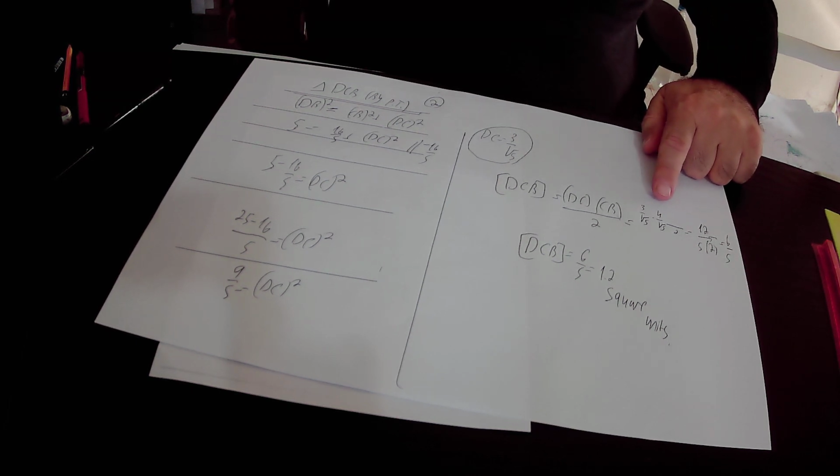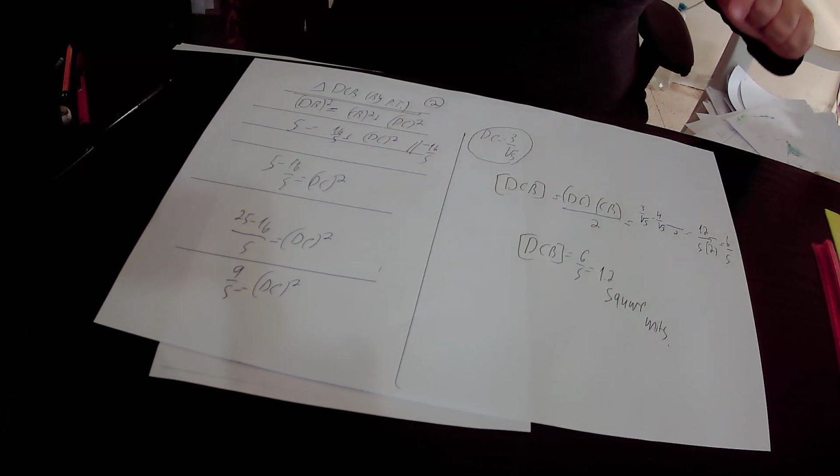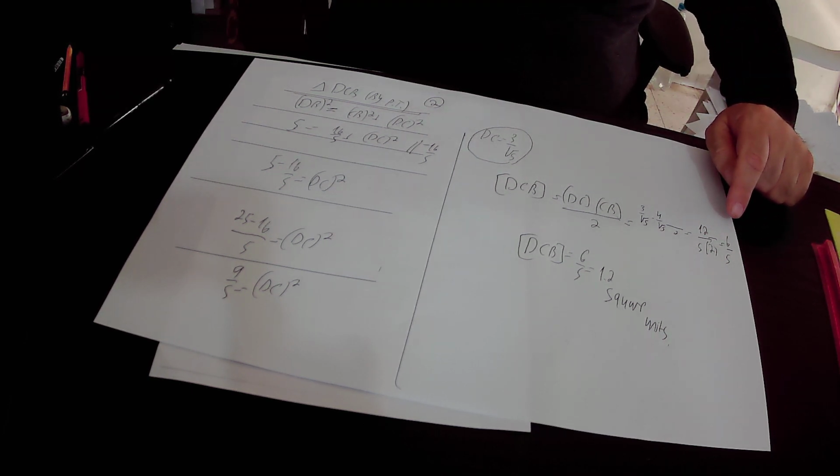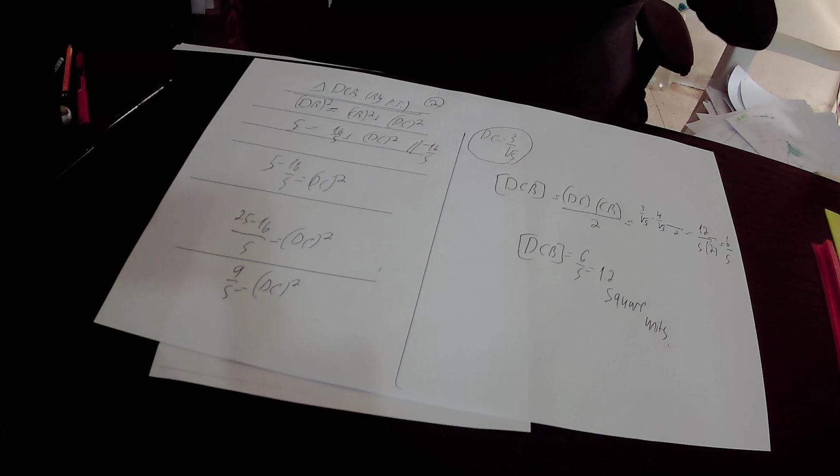In the denominator we have square root of 5 times square root of 5, that is 5, times 2. Here 12 over 2 is 6, so in the numerator we are left with only 6. In the denominator we are left with only 5. So in conclusion, the area of the blue right triangle DCB will be equal to 6 over 5 square units, or in terms of numbers it is equal to 1.2 square units.